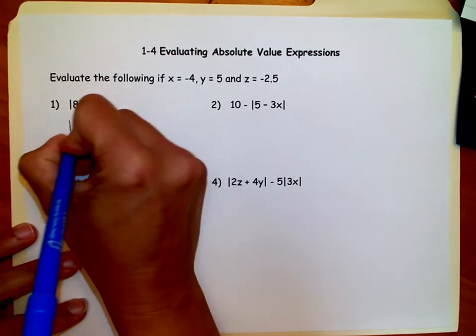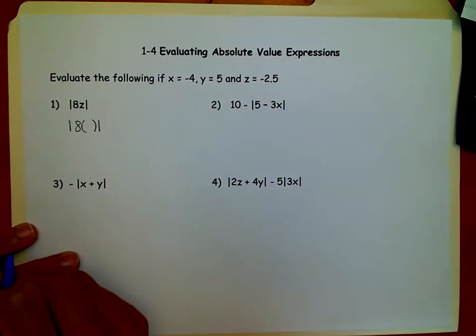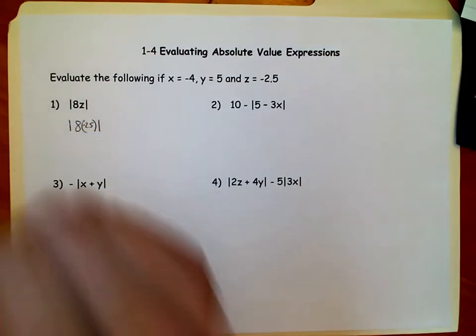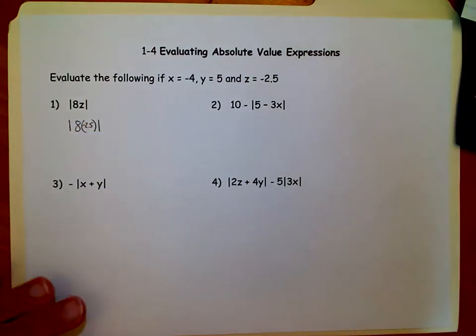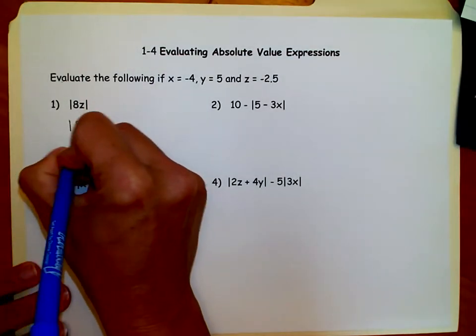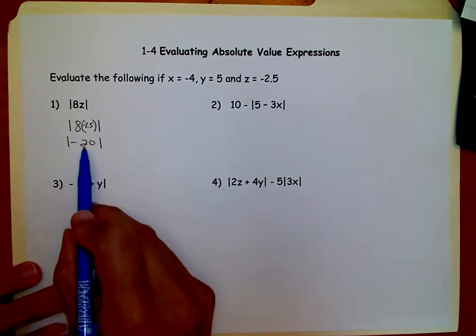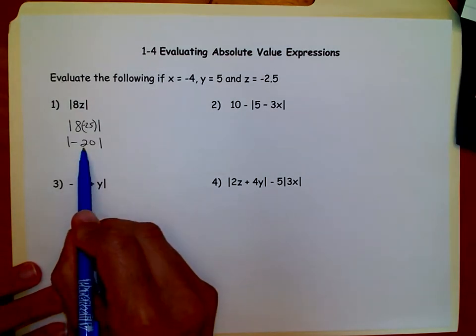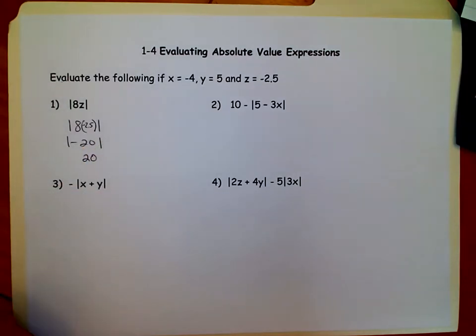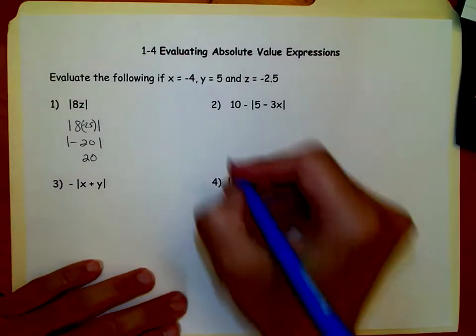So the first thing we do is put in our z. Z is -2.5. So -2.5 times 8 is -20. So now I'm asking, how far is -20 away from 0? It's 20 away from 0. So that's the y. Some people just say, oh, it's negative, so it's positive on the outside. That's fine. But just keep in mind what it means.